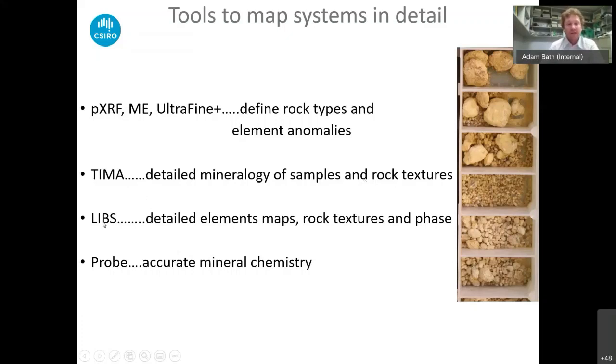And I'll get into the LIBS, so the detailed element maps, rock textures, some of the lighter elements, such as lithium and whatnot, that we might not see through other techniques. And also we'll touch at the back end of this on some of the probe work, which has really given us accurate, reliable, gold standard, if you like, mineral chemistry.